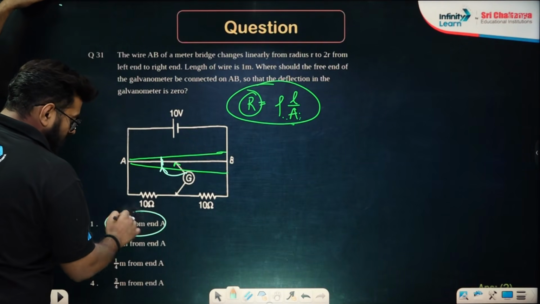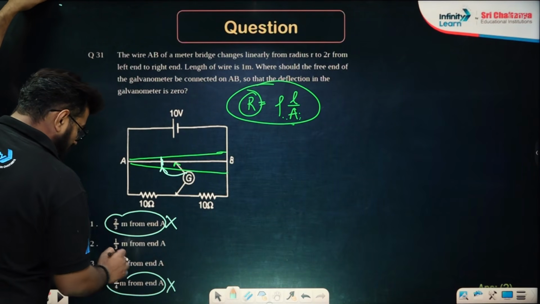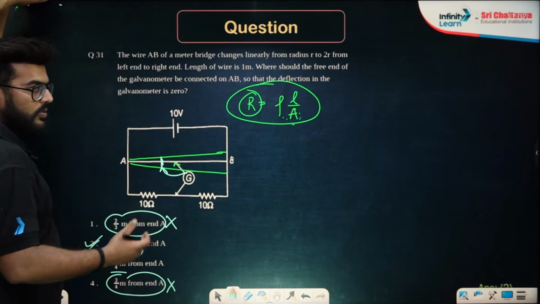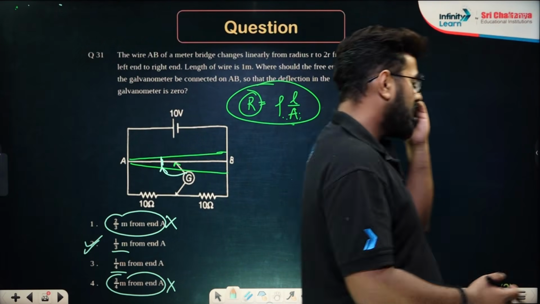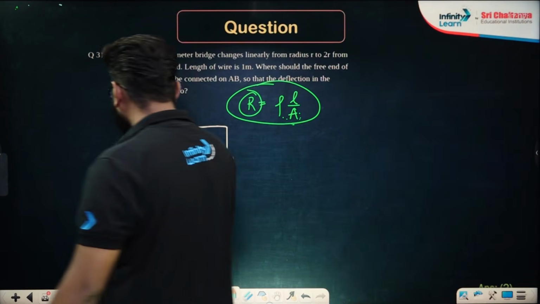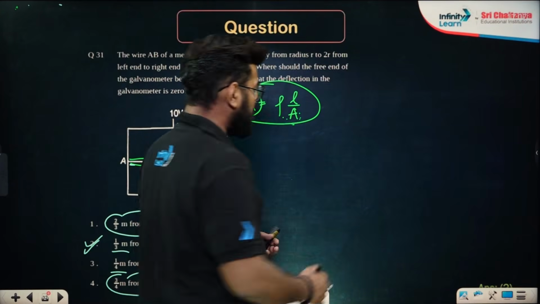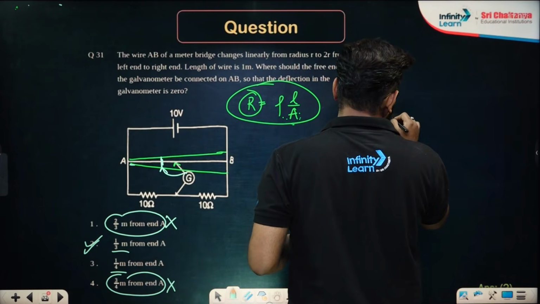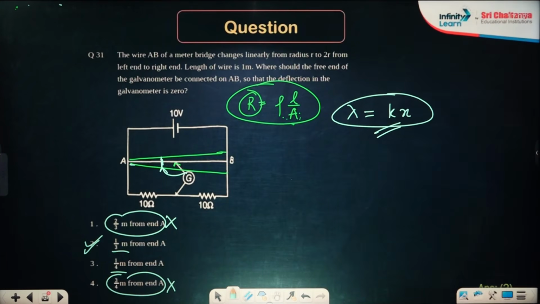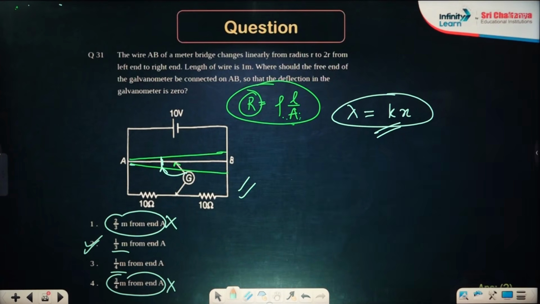So it shouldn't be 2 by 3 from end A. It shouldn't be 3 by 4 from end A. It should either be 1 by 4 or 1 by 3. And basically when you calculate from r to 2r, it's a very standard case over here. The answer turns out to be 1 by 3 meter only. In many numericals, we have done these kinds of cases wherein the length is changing from this to this. The density is varying. You must have seen cases of lambda varying directly related to x. So based on that only you will calculate it. A little bit of calculus, but option number 2 will be correct.